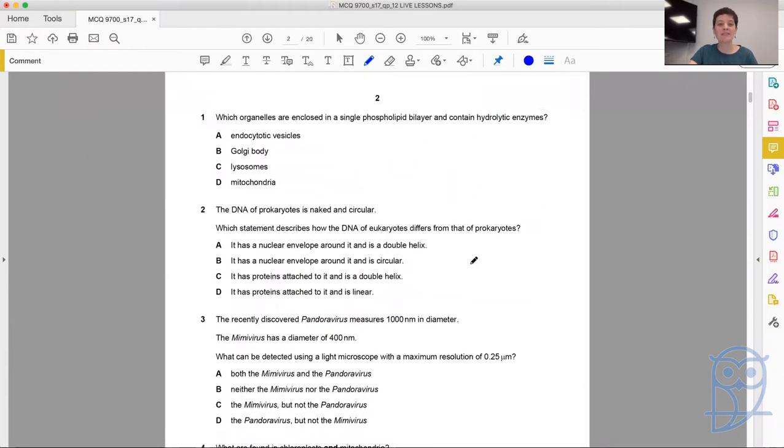Starting from the beginning, which organelles are enclosed in a single phospholipid bilayer, a single membrane? Remember, one membrane is a bilayer, and contain hydrolytic enzymes. Well, there's the giveaway clue. Hydrolytic enzymes is your lysosomes, and they definitely have a single membrane. So we head to our answers and we select lysosomes. Answer for question 1 is C.